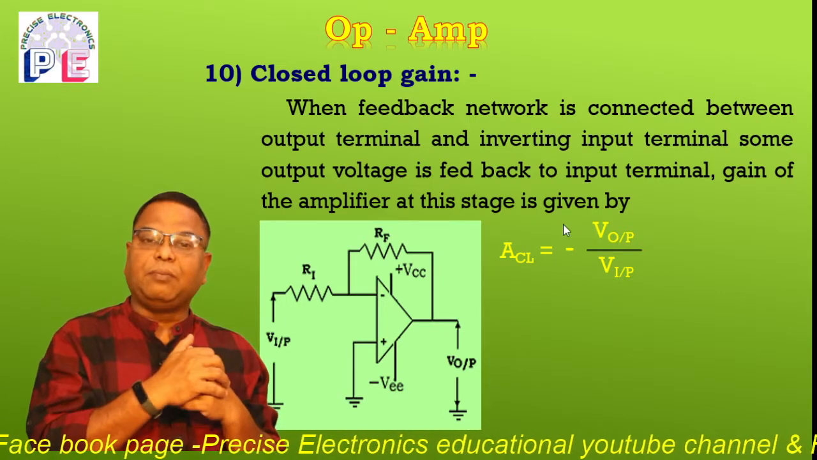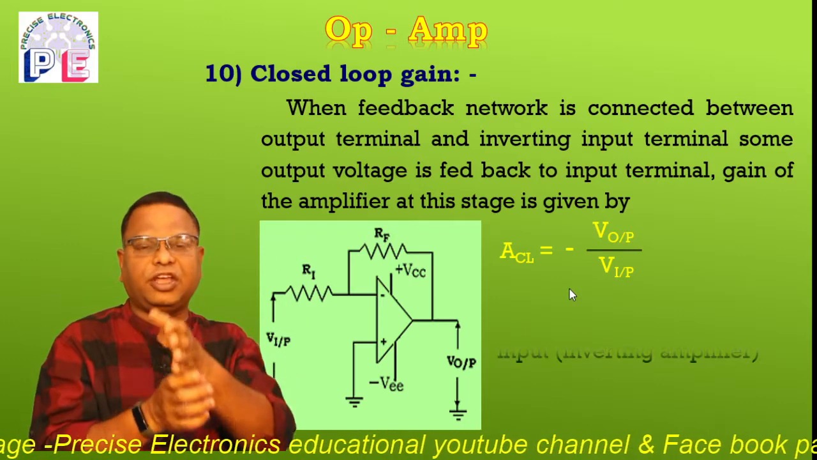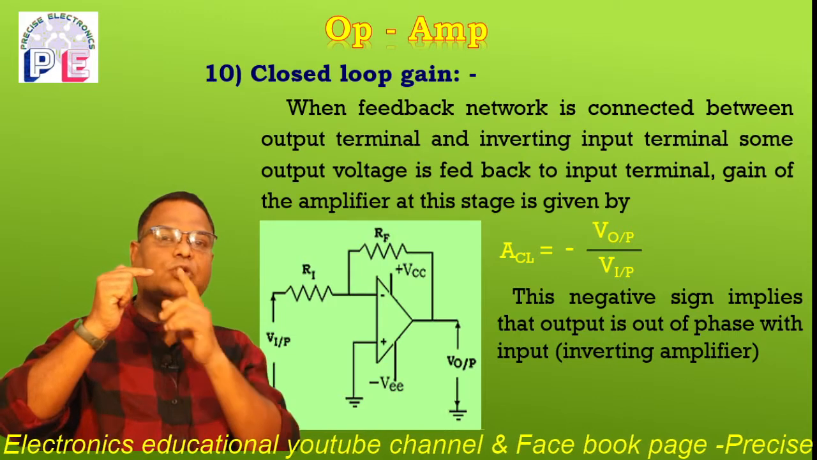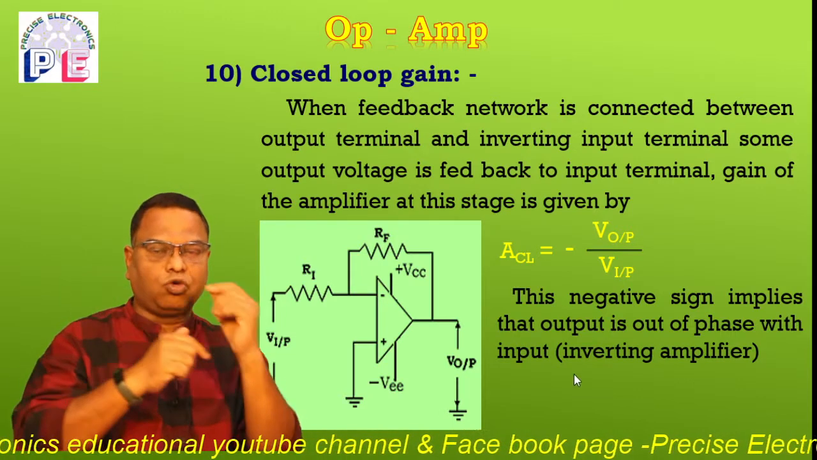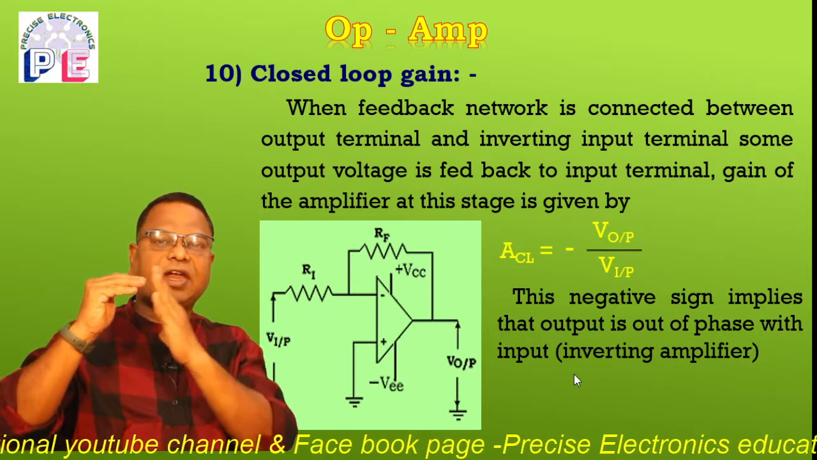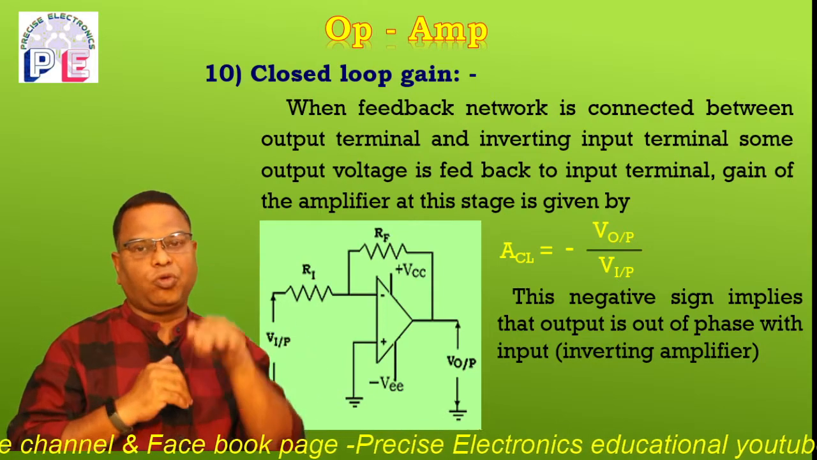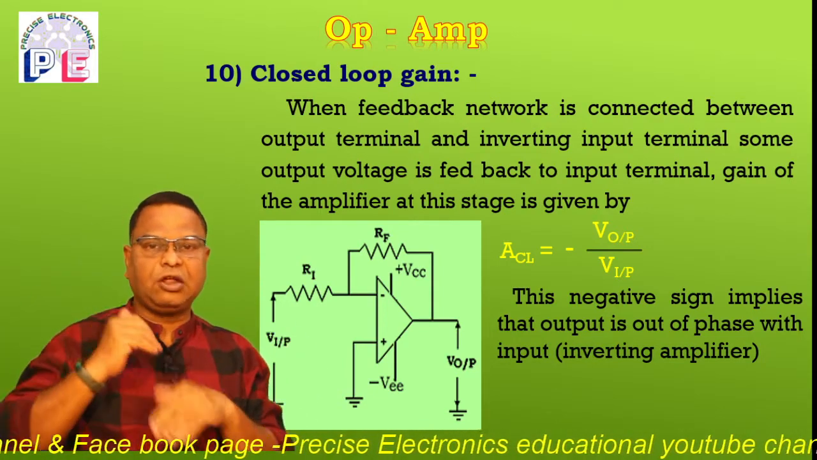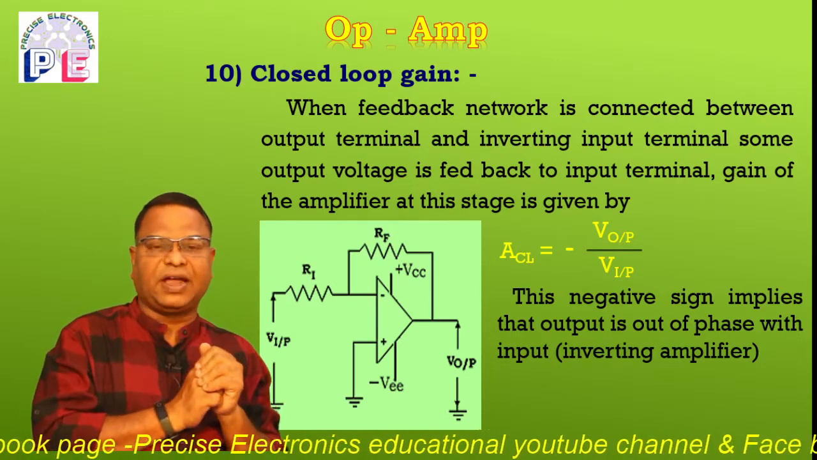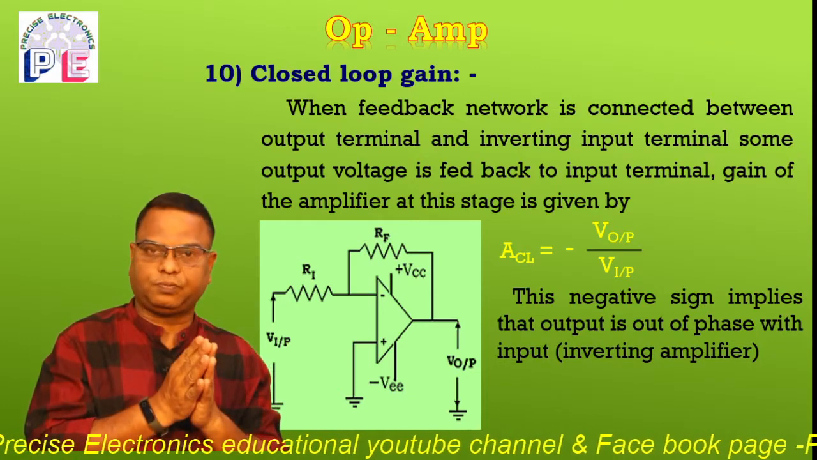This negative sign indicates that the output is out of phase with the input. Why is it out of phase? Because it is connected to the inverting terminal, and the output is always 180 degrees out of phase with the input. That means if the input is positive, the output will be negative, and if the input is negative, the output will be positive. So in this case, the minus sign indicates the output is 180 degrees out of phase with the input.